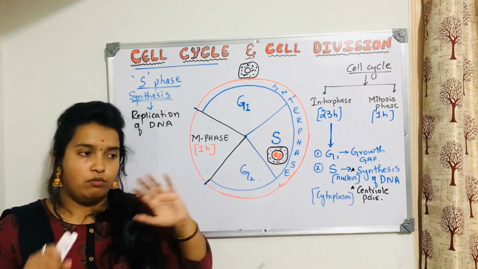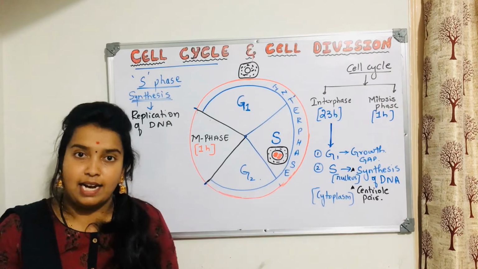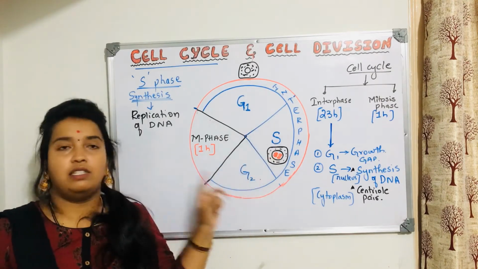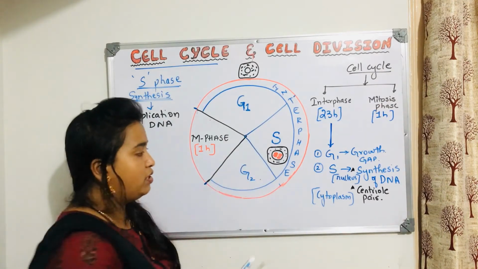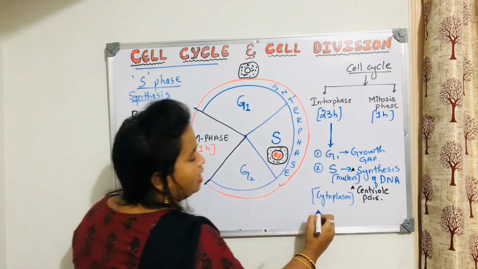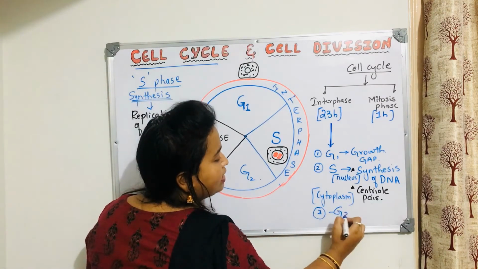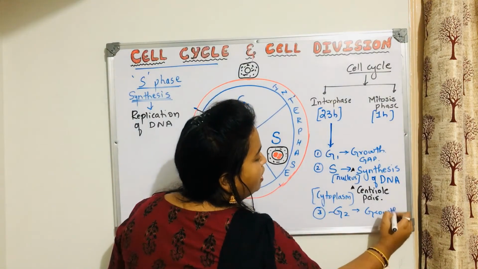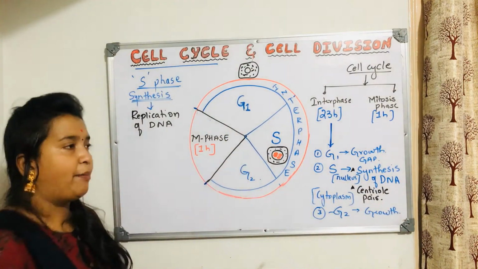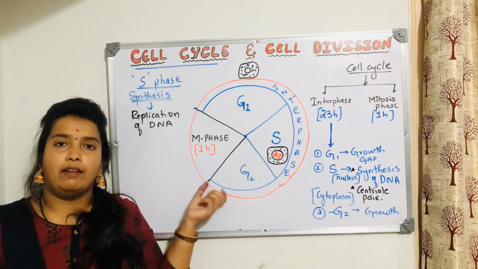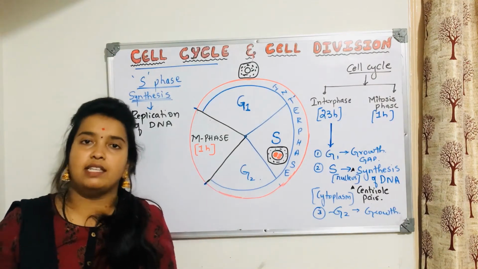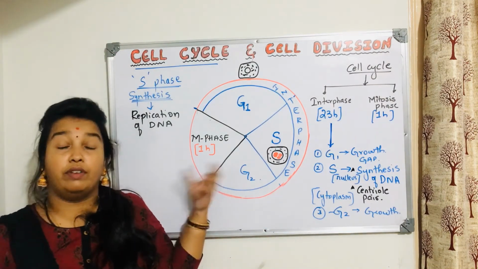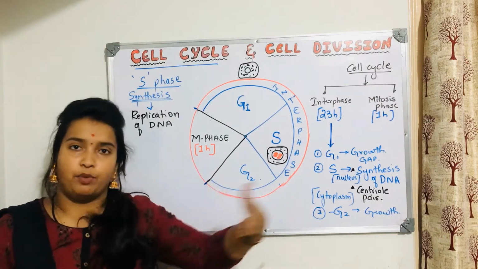Okay, so overall if you want to understand clearly, interphase is divided into 3 phases. So we will just write here the third phase in interphase is G2 phase. What is happening in G2 phase again? It is called growth phase. It's preparing for the division. So the proteins are synthesized here, for which proteins are important for the division process.